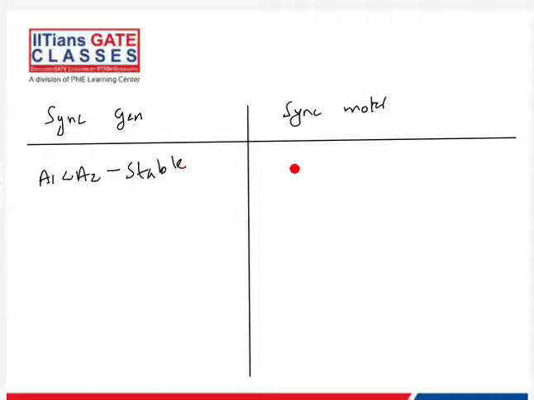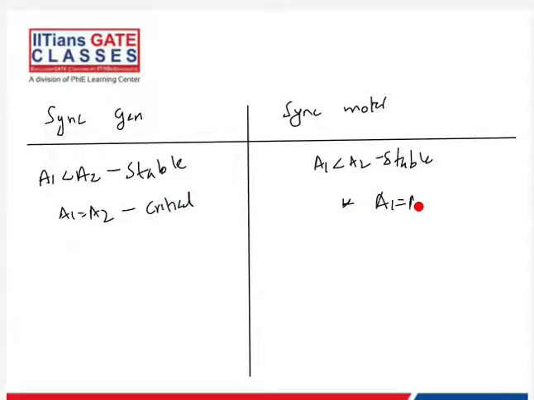In both cases, A1 less than A2 is unstable, A1 is equal to A2 is equal in here, and A1 greater than A2 is stable. It is just the mapping of the input and output changes, right?